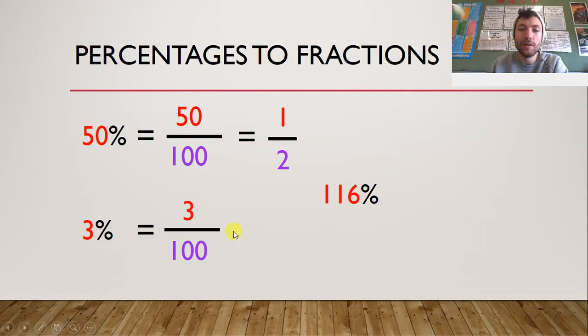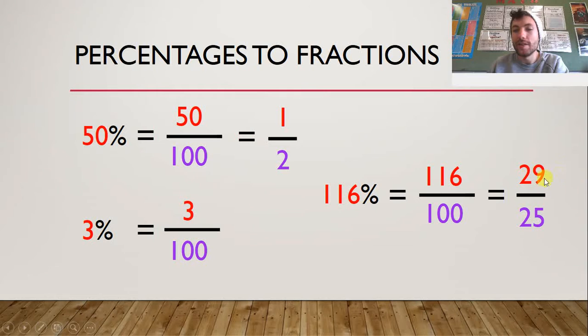So we've got 3 over 100, which could also be 0.03, or that's our fraction form. And then we've got 116%, which is just 116 over 100, and we can simplify that down as 29 over 25, and because it's an improper fraction, we can write it as 1 and 4 over 25, which you can go look at the video if you're still unsure. So percentages to fractions, very simple. You're just dividing by 100 or putting it over 100 to go backwards.